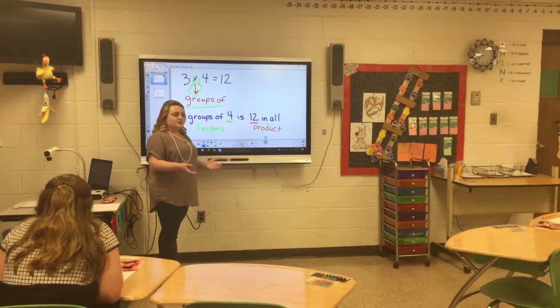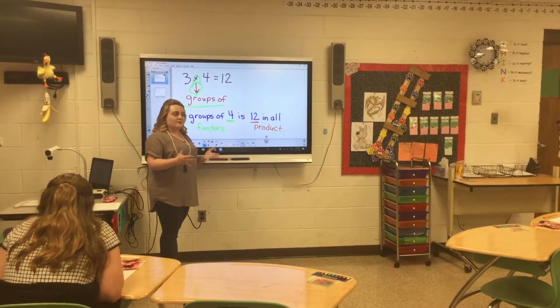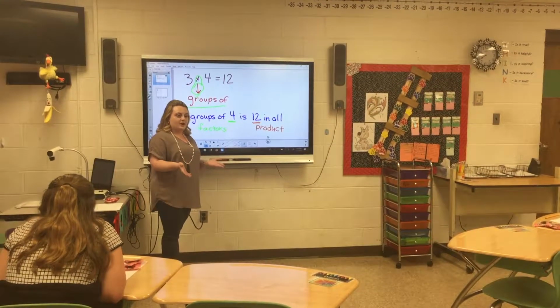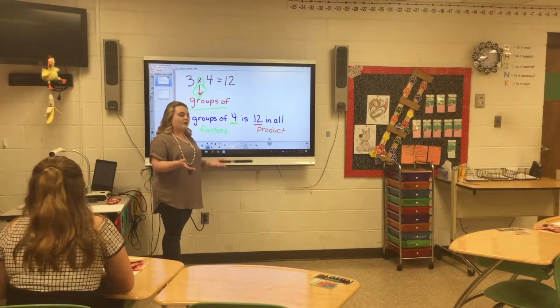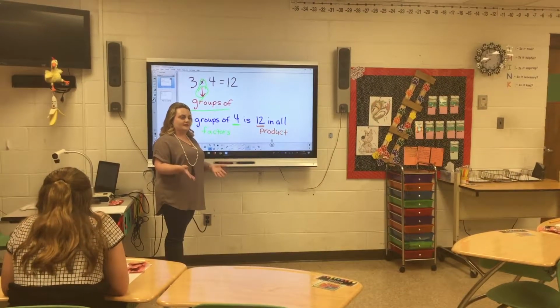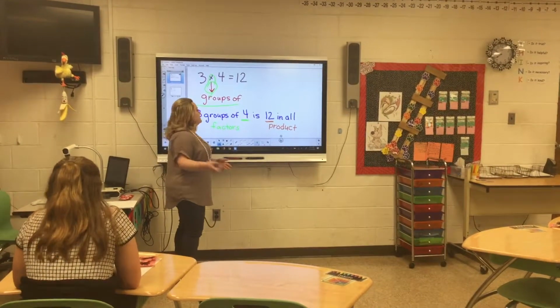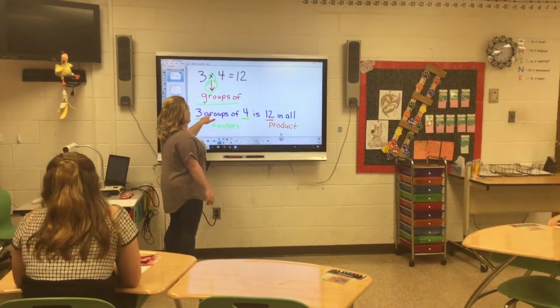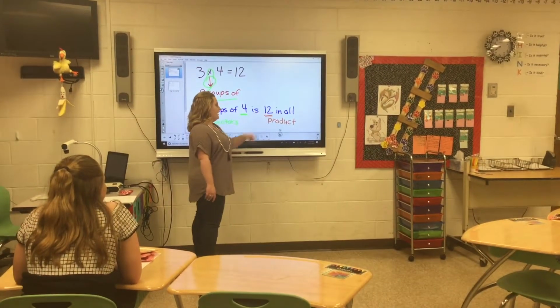So, you remember yesterday when we saw the circles and they had the dots inside of them? Yes. And we were talking about different groups, and they were all what? Groups. They were all groups, but they were all what? They all had the same, so they were what? Equal. Good job, Alexis. So, 3 groups of 4 is 12 in all.